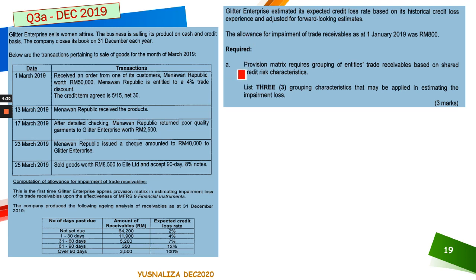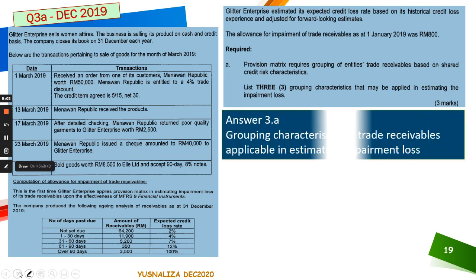So required, you are asked to identify three grouping characteristics that may be applied in estimating the impairment loss. Under the IFRS 9 provision matrix, for trade receivables, you have to group your trade receivables based on certain shared credit risk characteristics. So you have to list down what those grouping characteristics are that may be applied in estimating the impairment loss. So let's look at what we have.